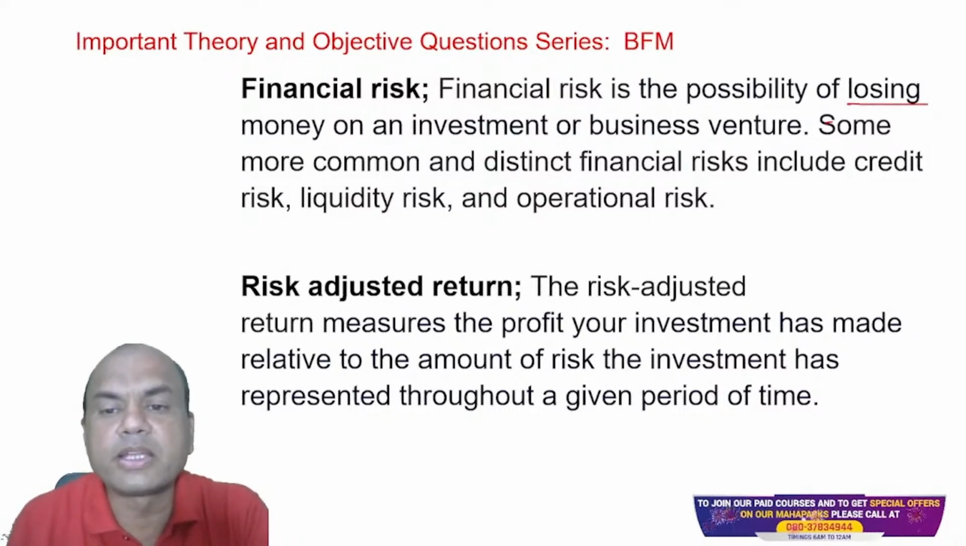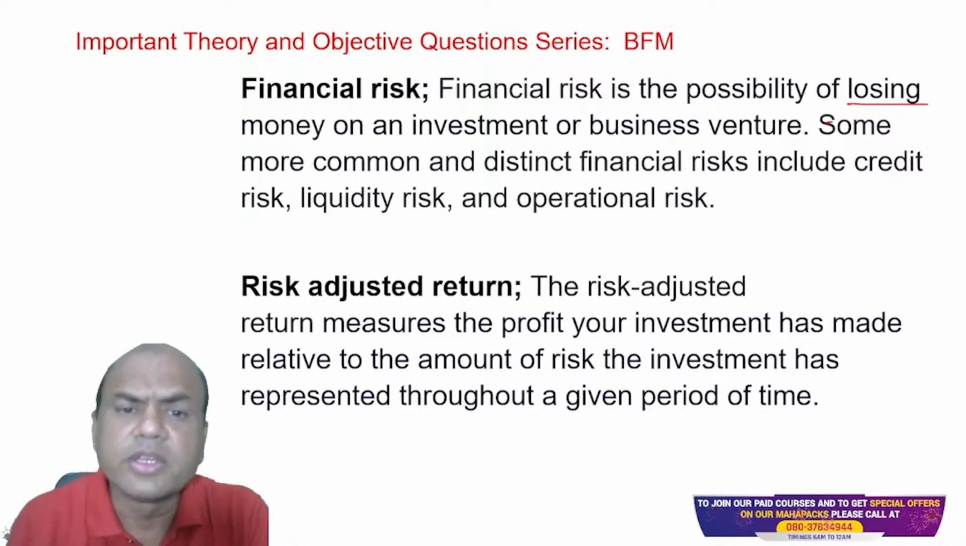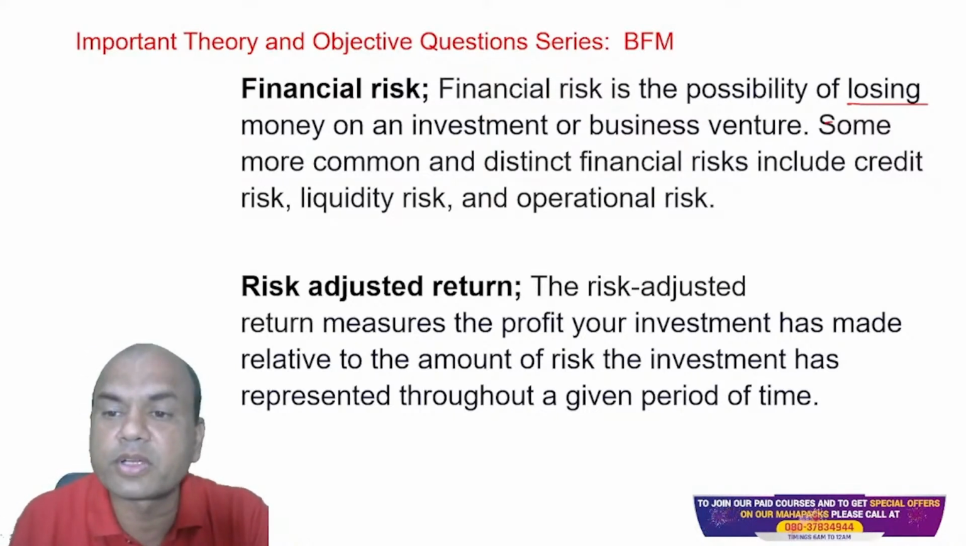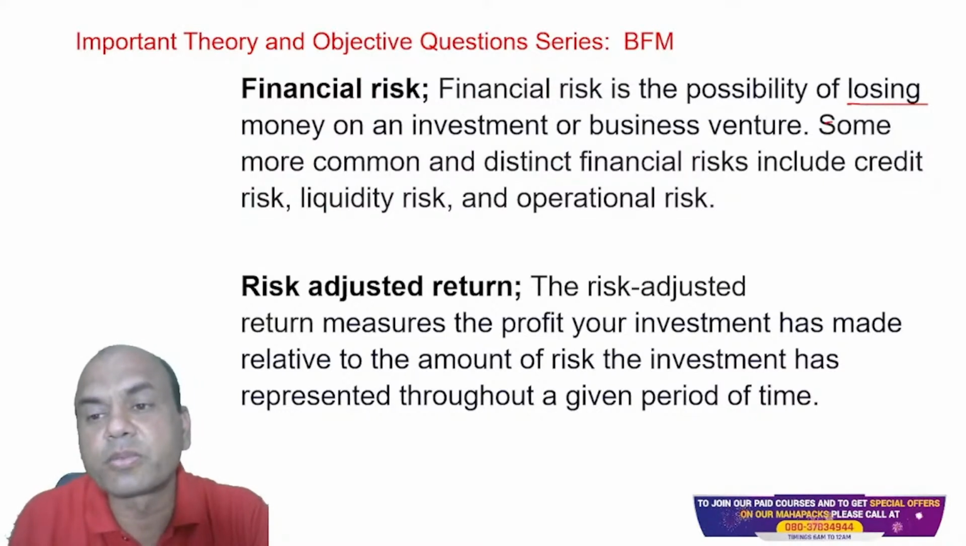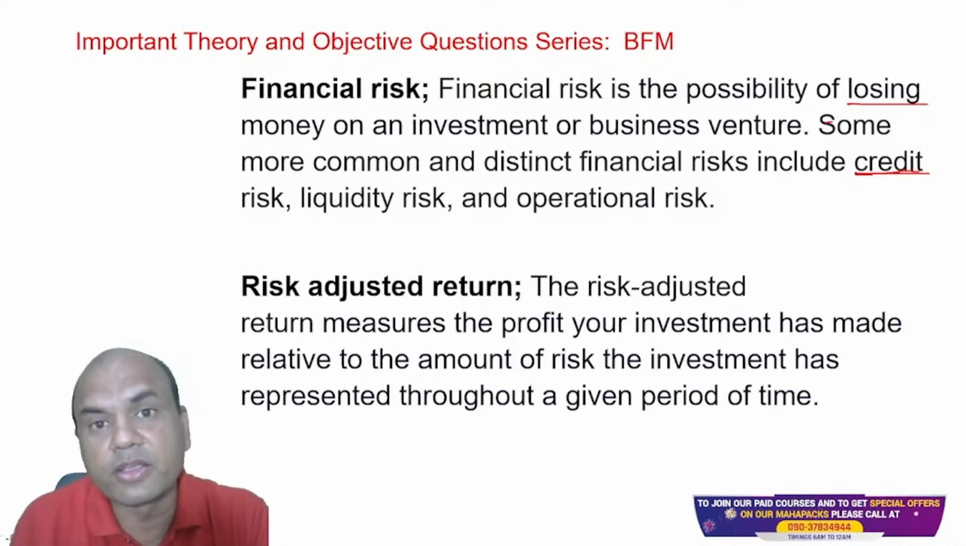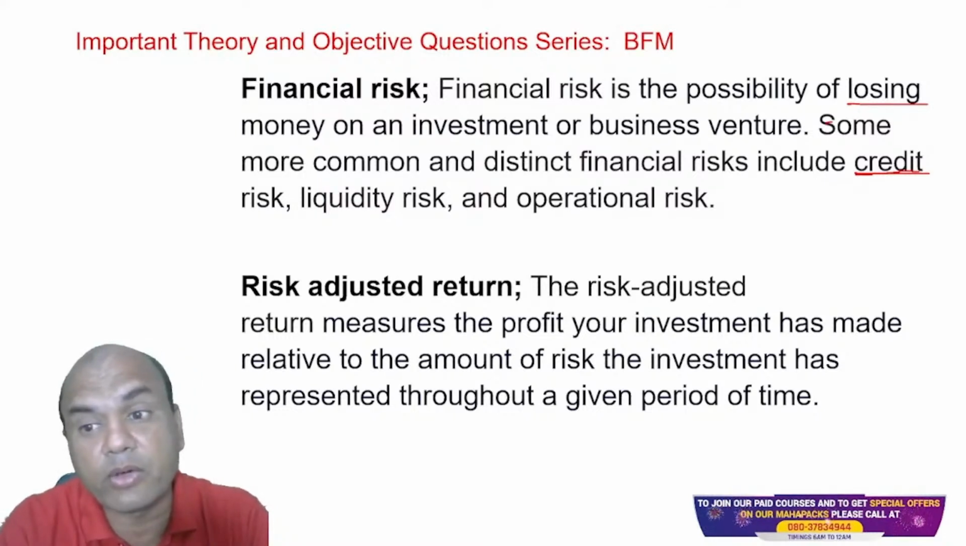Some more common and distinct financial risks include credit risk, liquidity risk, and operational risk. So these are the common and distinct financial risks. I always face the problem of credit risk. What is this credit risk? Credit risk means if the bank gives a loan to somebody, whether the loan will be repaid or not. That is known as credit risk.